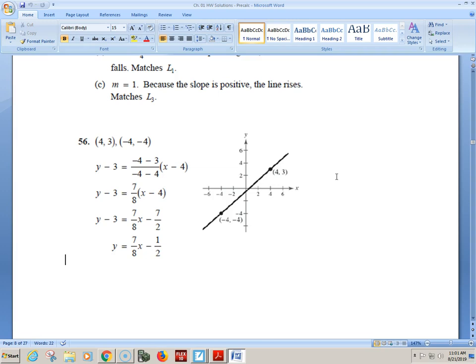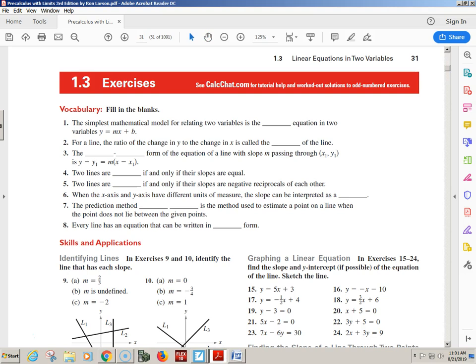Standard form, what does he look like? Because we're getting them all confused. AX plus BY is C. Find me a problem in homework that started off with a standard form equation.